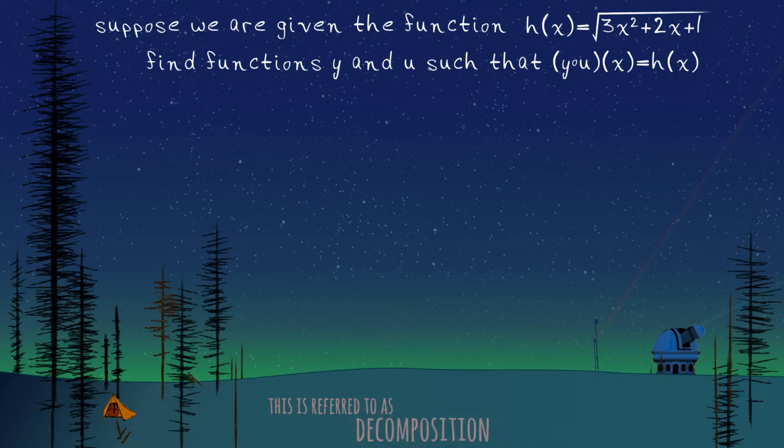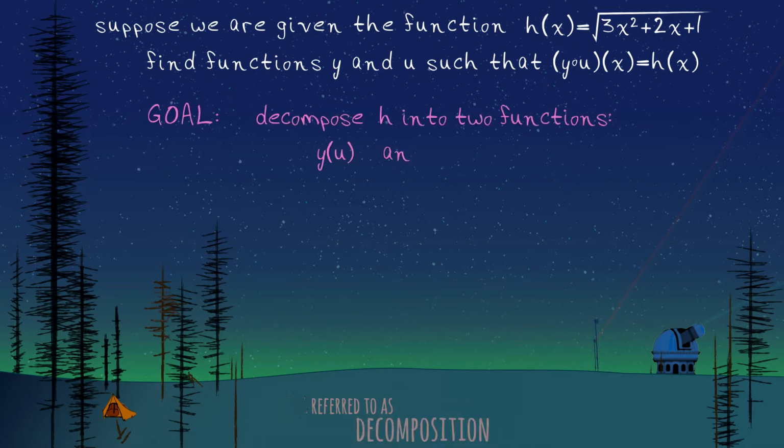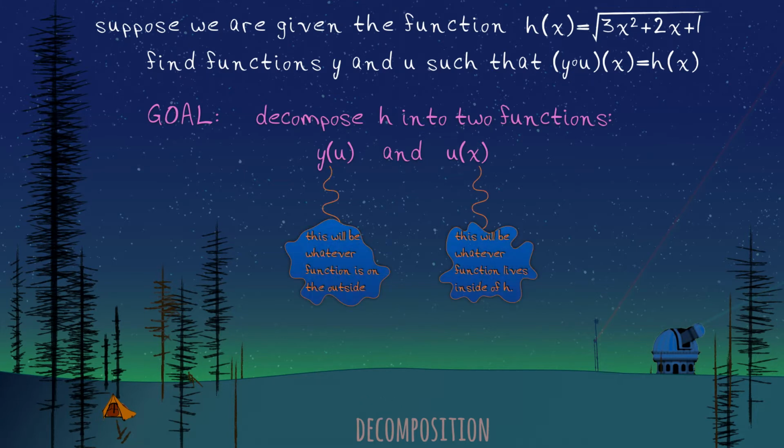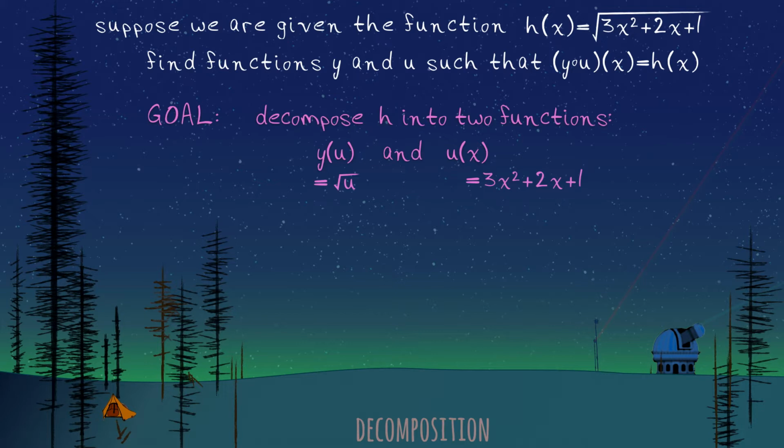So our goal is to come up with a y of u and a u of x. Now y of u is going to be the outside function, and u of x is going to be the inside function. That's how we can think of this. So y of u is going to be the square root of u, and u of x is going to be 3x squared plus 2x plus 1.